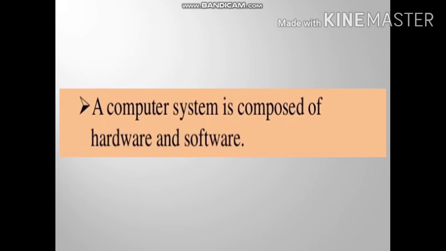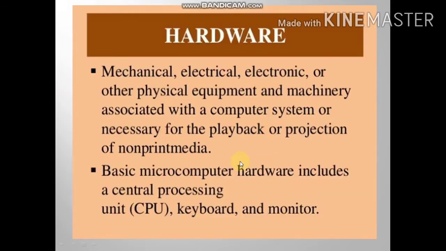In the computer system, there are two important parts: hardware and software. Now let's check the hardware. Hardware means, all of you know that all the physical parts of the computer are called hardware. That means mechanical, electrical, electronic and all other physical equipment associated with a computer system necessary for playback or projection of non-print media. Clear? That means all the physical parts of the computer, inside and outside, are called hardware. Basic microcomputer hardware includes CPU, keyboard and monitor.